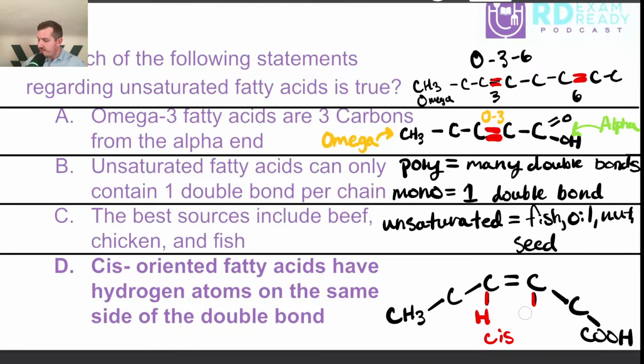So a trans fatty acid would be if I took this hydrogen and put it on the other side of the chain, right? So it's kind of like oblong or opposite a little bit. That's trans, okay? Cis is where they're on the same side together here.